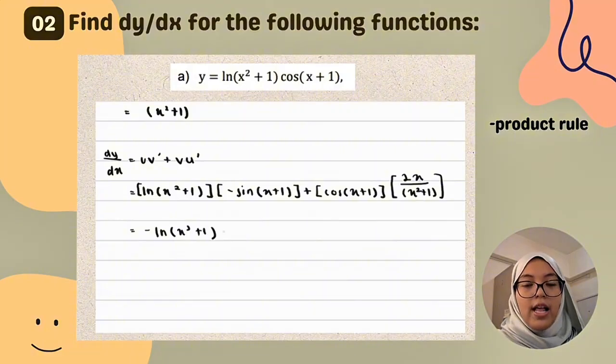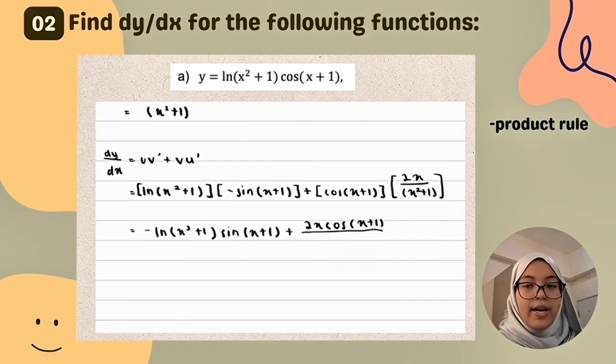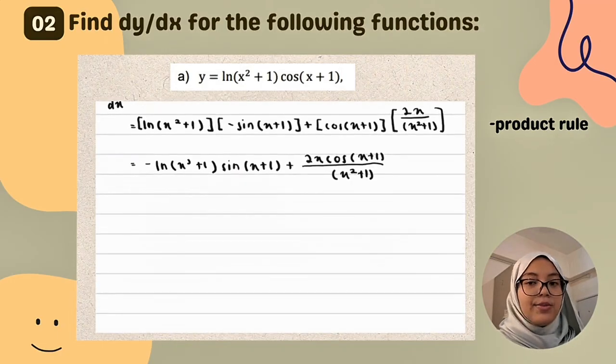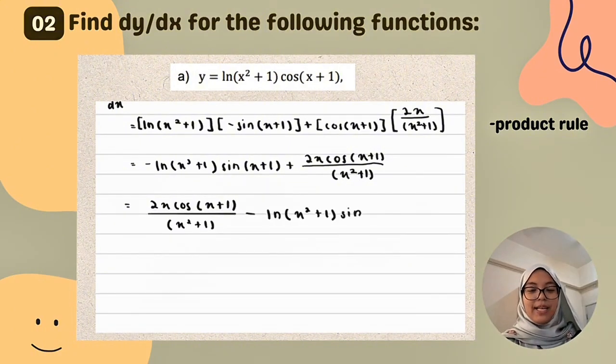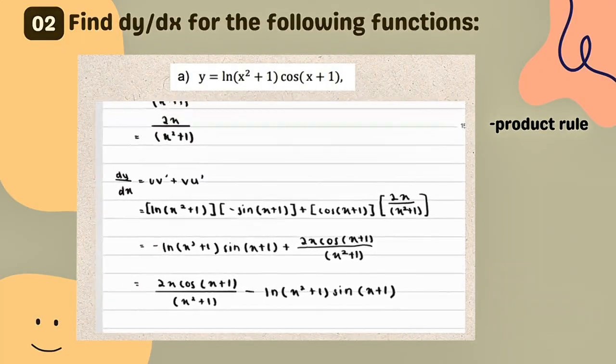So we get ln(x squared plus 1) times negative sine(x plus 1) plus 2x cos(x plus 1) over x squared plus 1. I put it in a nicer form, which is 2x cos(x plus 1) over x squared plus 1 minus ln(x squared plus 1) sin(x plus 1).